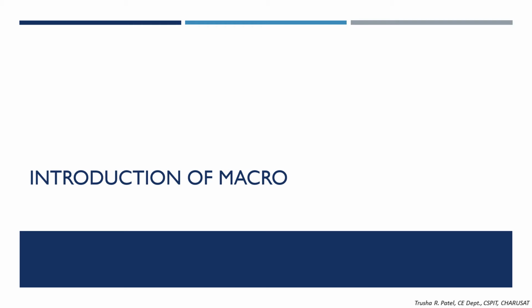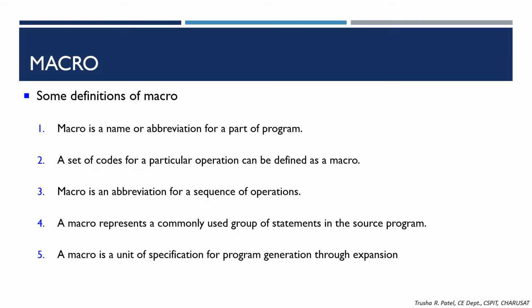Now next, what is this macro? There are a few definitions given for the macro in different literatures. First, a macro is a name or abbreviation for a particular program. Second, a set of code for a particular operation can be defined as a macro. Then, a macro is an abbreviation for a sequence of operations. A macro represents a commonly used group of statements in the source program, or a macro is a unit of specification for program generation through execution. That means a macro is nothing but a part of your program which you have written separately.